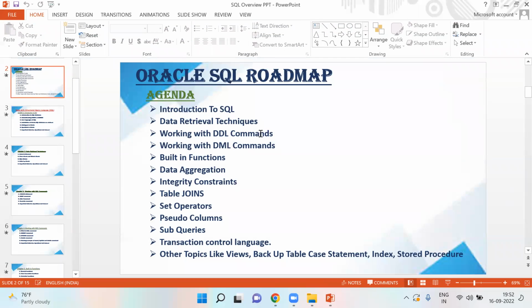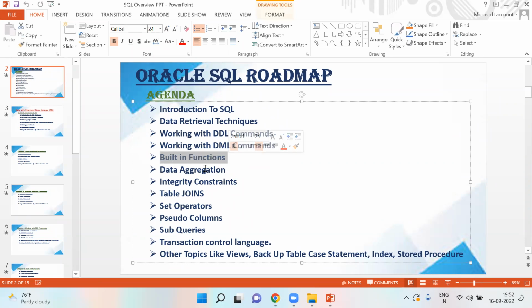Introduction to SQL, data retrieval techniques, working with DDL commands, working with DML commands, built-in functions. It will take a minimum of 3 classes to complete this, because we are going to learn almost all the functions. Then data aggregation, integrity constraints, table joins, set operators, pseudo columns, and then subqueries. Joins are very important for interviews, as well as when you work on a real-time project.